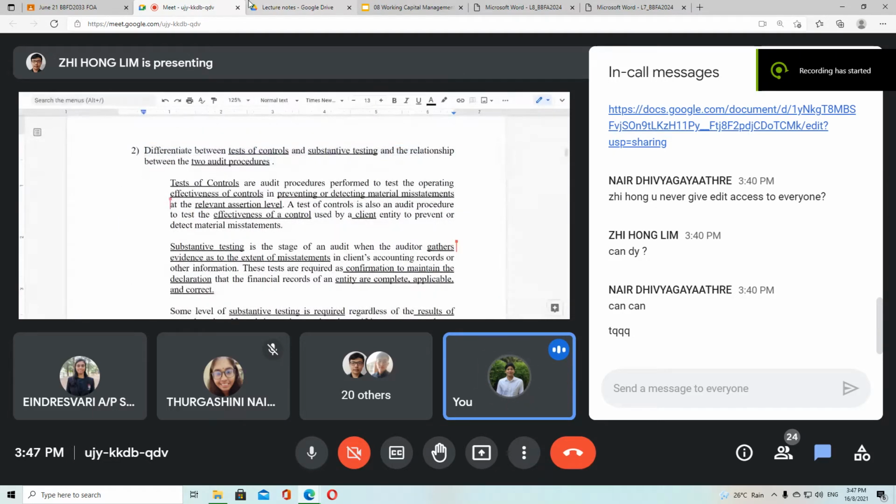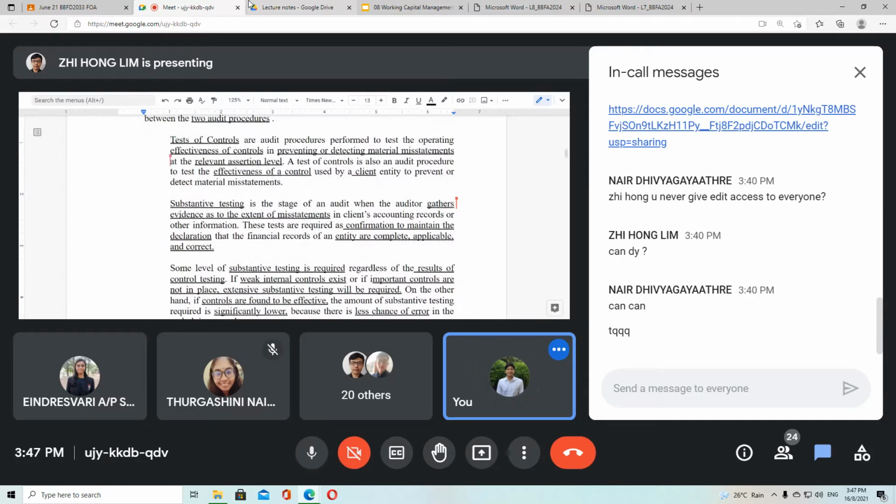Two audit procedures. Tests of controls are audit procedures performed to test the operating effectiveness of controls in preventing or detecting material misstatements at the relevant assertion level. A test of controls is also an audit procedure to test the effectiveness of a control used by a client entity to prevent or detect material misstatements.